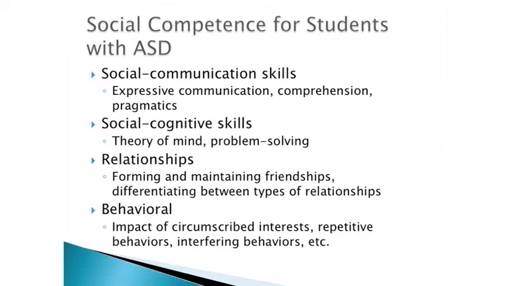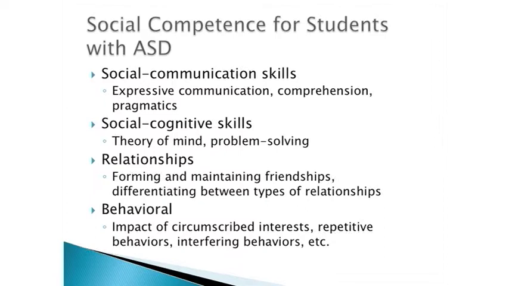Social communication skills are expressive communication, comprehension, and pragmatics. Are there any speech therapists in the audience, or am I the only one in the room? Oh, good, there's one. So pragmatics, as you know, is what to say, how to say it, who to say it to, and when to say it. And of course, that encompasses both nonverbal communication as well as verbal communication. So social communication skills go into social competence, and it's an important skill for our kids with ASD to learn. Social cognitive skills are things like theory of mind, so understanding how to see things from another person's perspective.